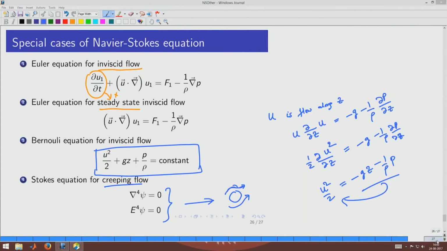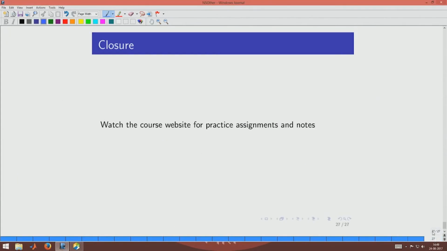With this we close the session, and in the course website we will put up some problems, and we will take up the problems one by one in the next sessions. We will have the starting point as the Navier Stokes equation, and then we will integrate the terms and see how the solutions come about.